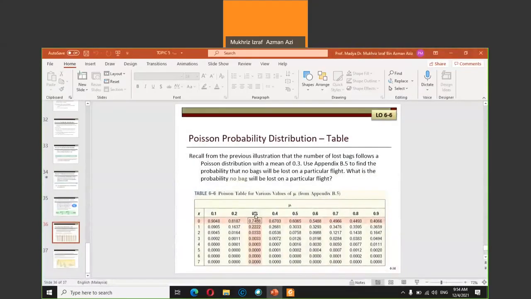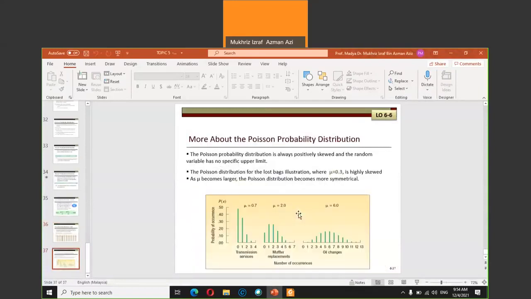From the table, as long as the value of the mean is the same, then you can refer to the formula there, or to the table there. And one last part is similar to the binomial discussion. When you increase the mean, or the mu value, your distribution will become somewhat like a normal distribution, or zero skewness. You can see that when mu is small compared to when mu is big, 0.7 versus 6.0, it becomes more symmetrical, or zero skewness, or what we call normal distribution.